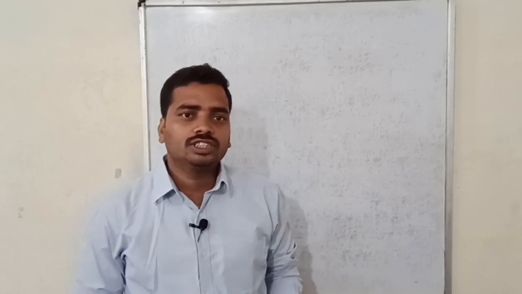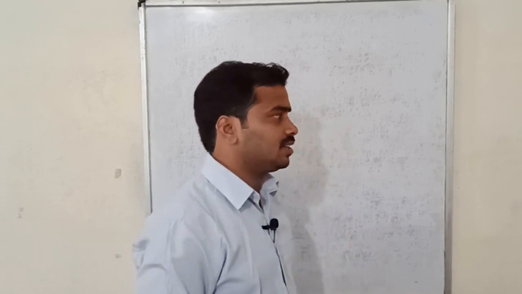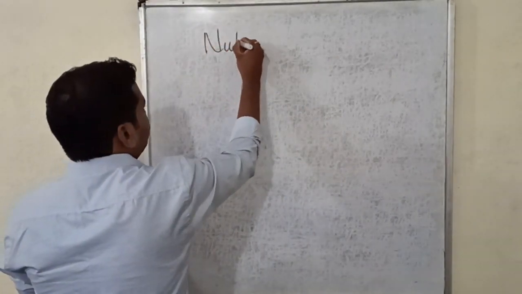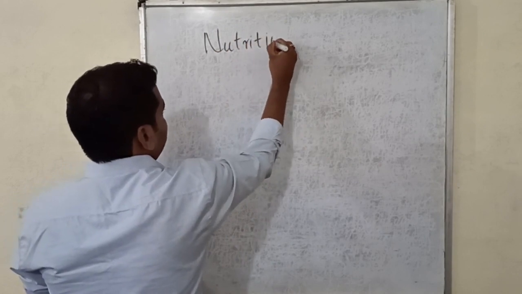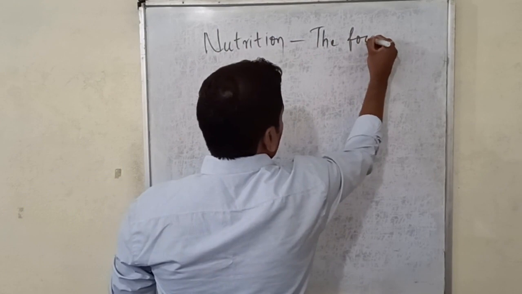Hi children, today we are going to discuss chapter 1 of your biological sciences of class 10, that is nutrition, the food supplying system. Nutrition, the food system.